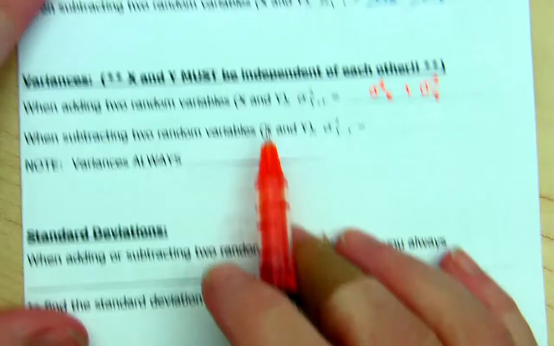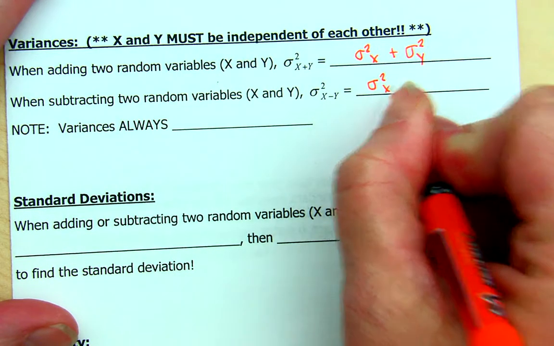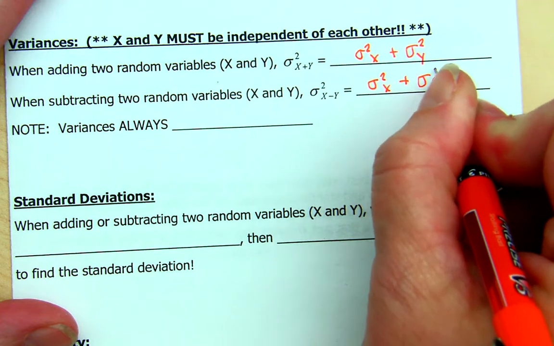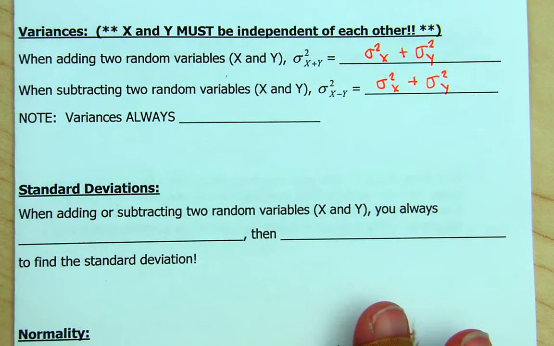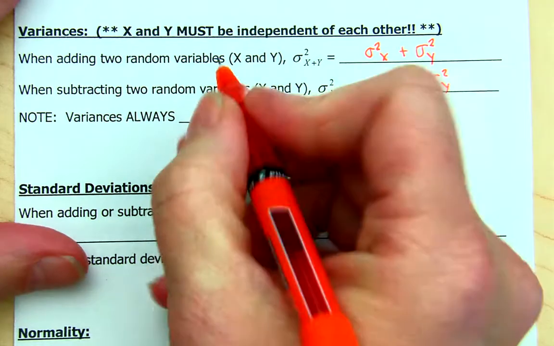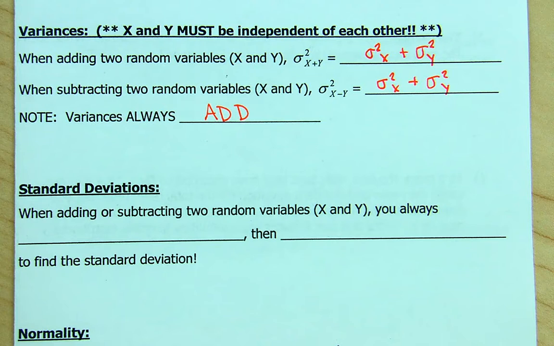So when you are subtracting, you do variance of x plus variance of y. Wait, you subtract, you add? Yes. So variances always add. Regardless of if you're adding or subtracting the means, you still add because you're getting more varied information when you're combining two variables.